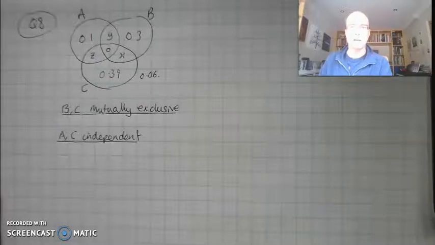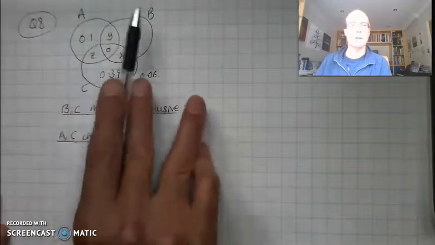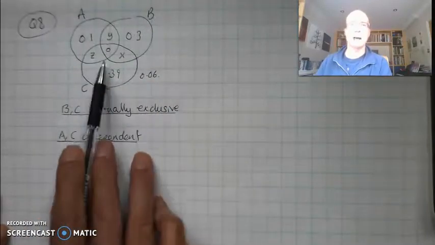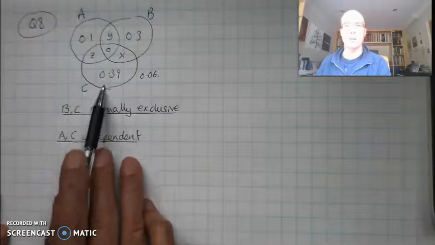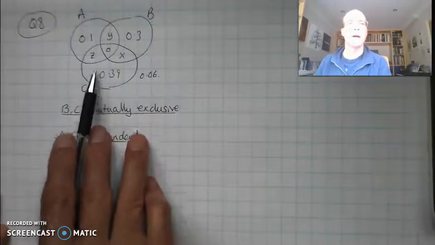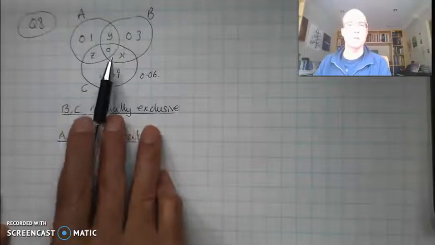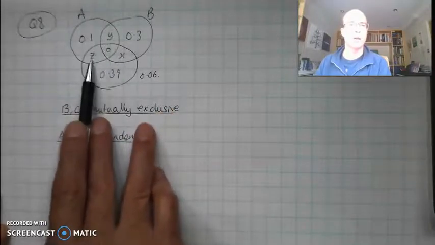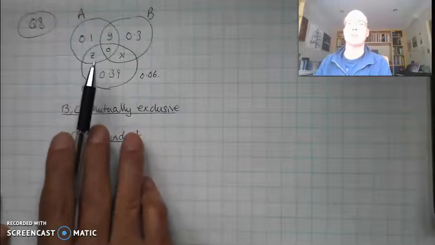Okay, question A. This is a probability Venn diagram question. So we've been given three events, A, B and C, and we've been given quite a few of the probabilities of the various combinations of events happening. There are three variables that we don't know the answer to. We've got an X, a Y and a Z that we've been asked to calculate.